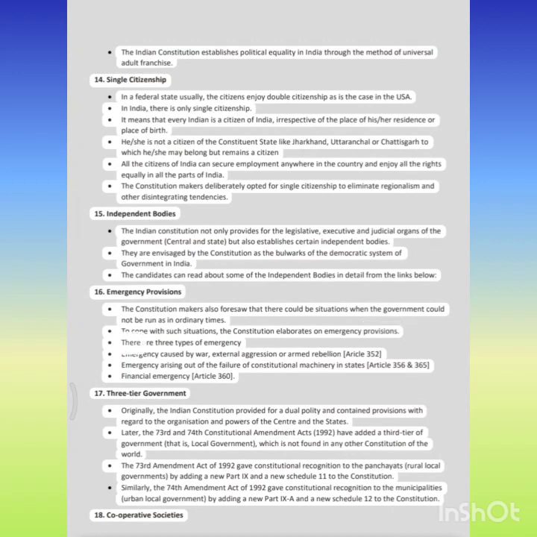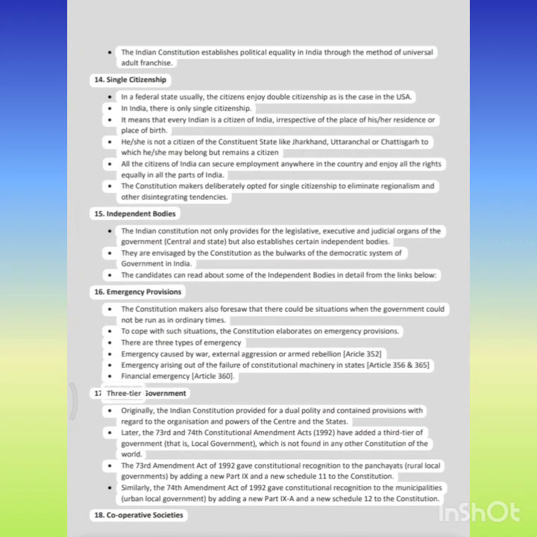There are 3 types of emergency. Emergency caused by war, external aggression or armed rebellion, Article 352. Emergency arising out of the failure of constitutional machinery in states, Article 356 and 365. Financial emergency, Article 360.